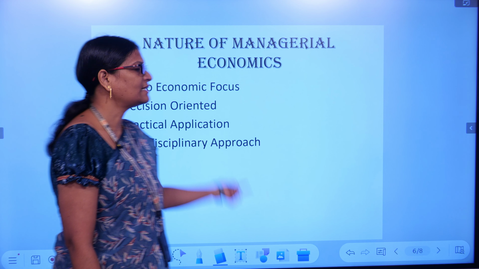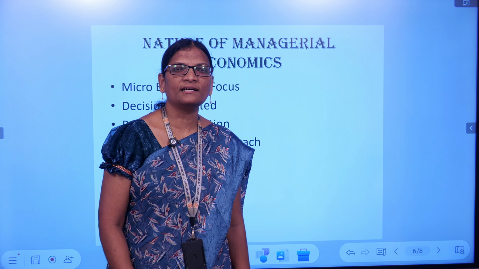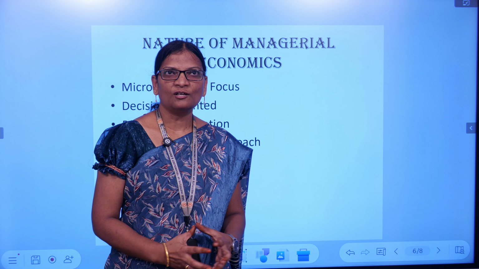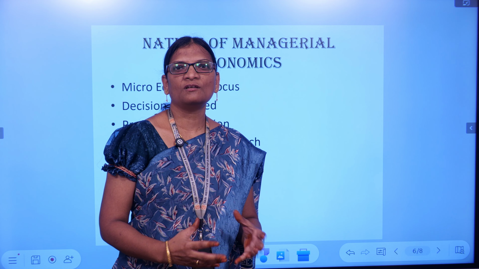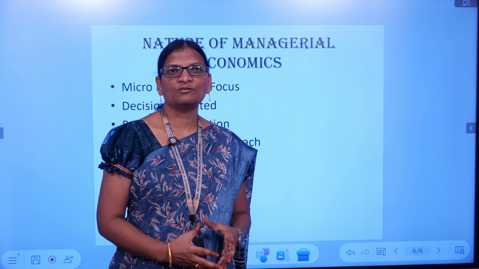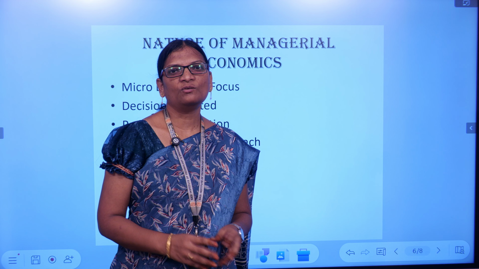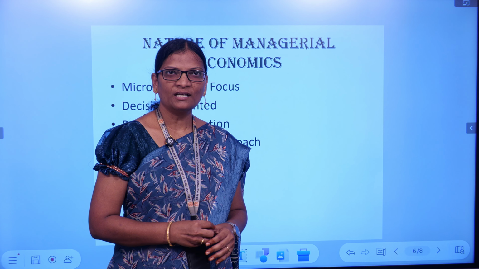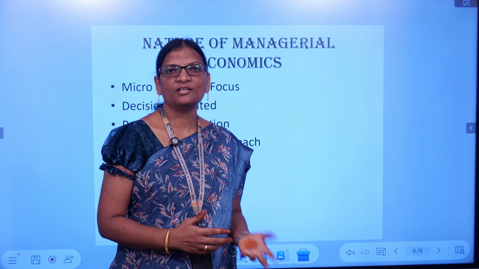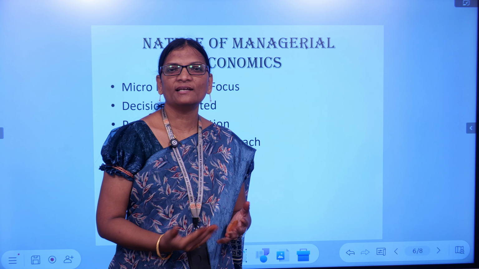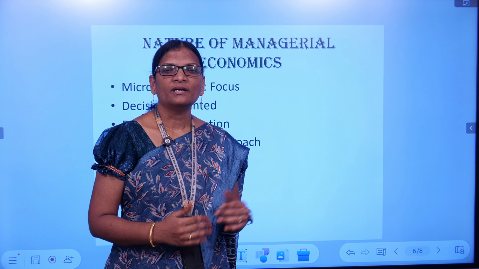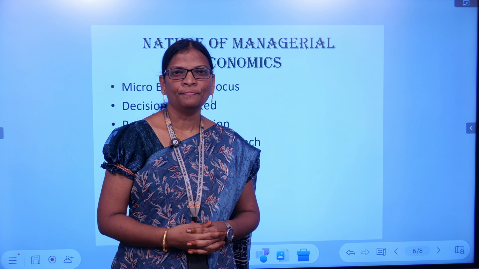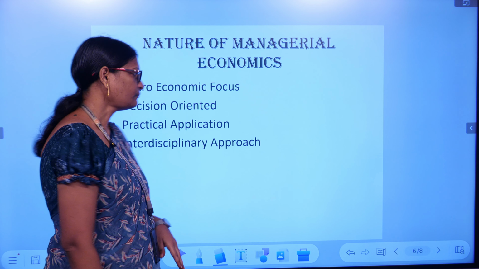Next, practical application. As I told earlier, when we talked about the definition of managerial economics, in managerial economics we have certain principles, laws, theories, etc. We need to apply that theory in order to get better solutions. In that way, managerial economics is application oriented. Without application, we can't get the desired results. Through execution only, through implementation only, we can get better solutions for business problems.